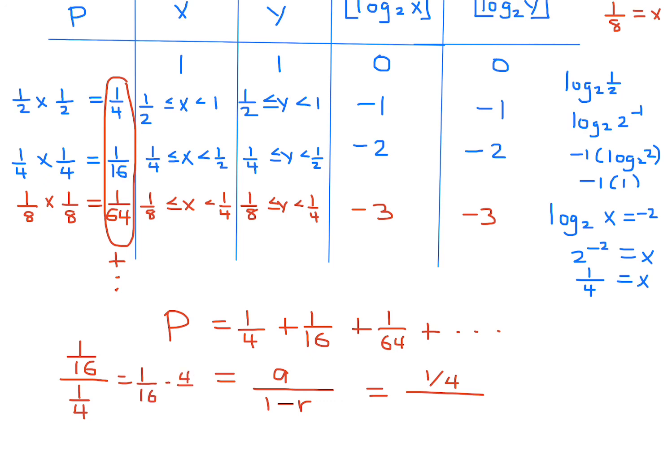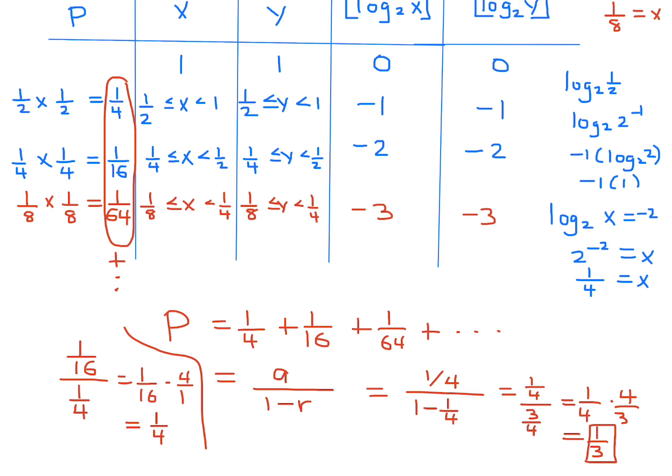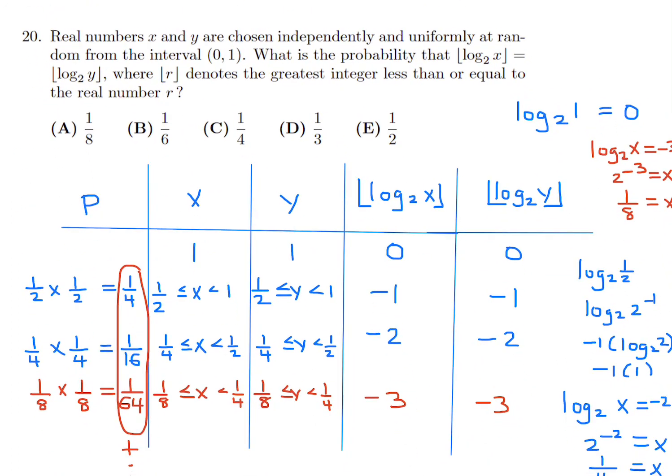over 1 over 4. Invert and multiply, 4 over 1. And that's 1 over 4. So r is 1 over 4. So we have 1 minus a quarter. So this is a quarter over 3 quarters. So 1 over 4 times 4 over 3. And that is 1 over 3. There we go. 1/3 is the answer to this question. Number 20 is D.